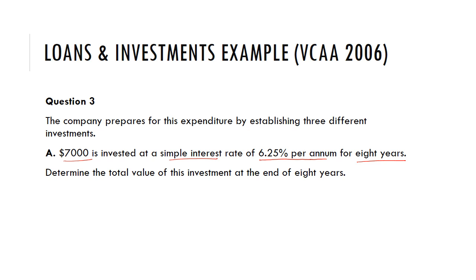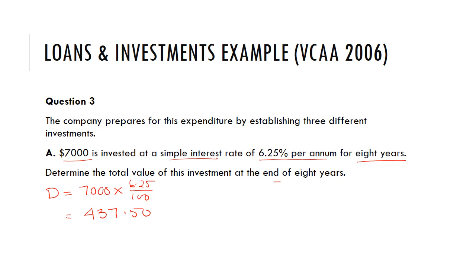First thing we need to do is find D, so the amount of interest that is being earned each year. D is given by the initial amount, so $7,000, times the rate, 6.25 over 100. And so that gives us a constant increasing amount of $437.50. And so that's our value of D.